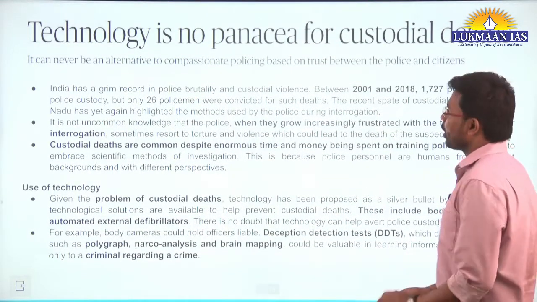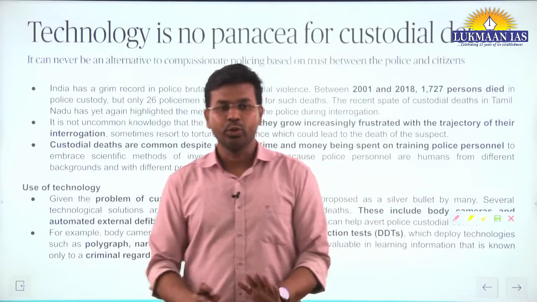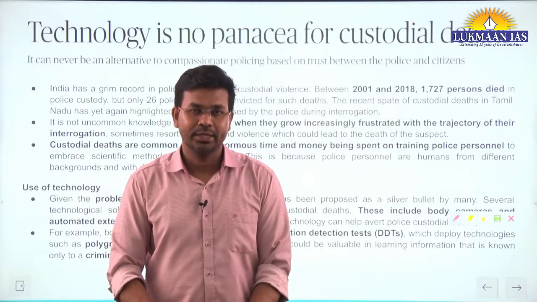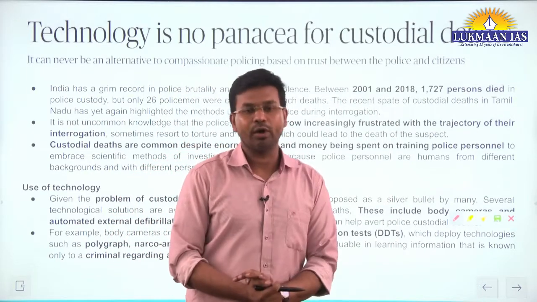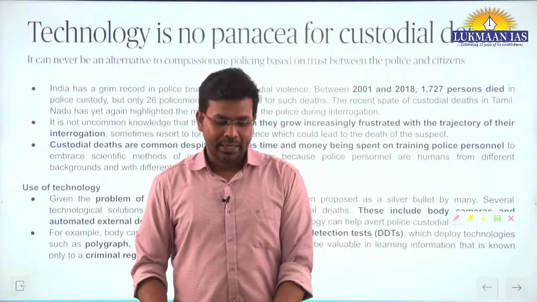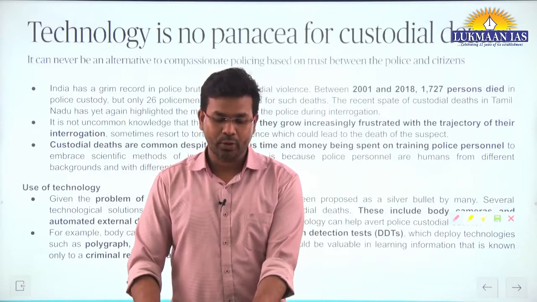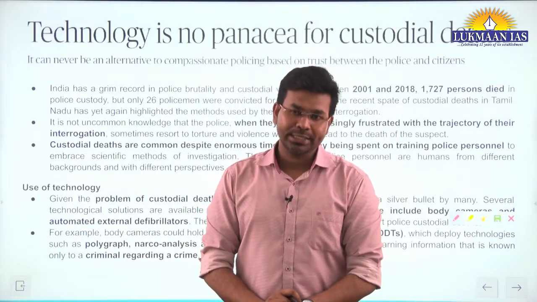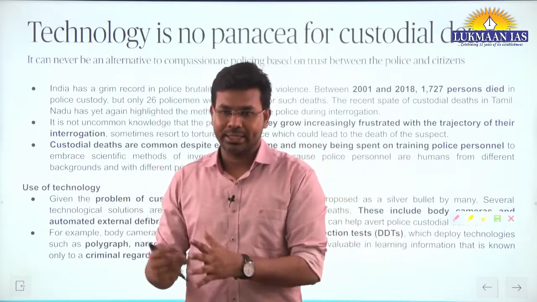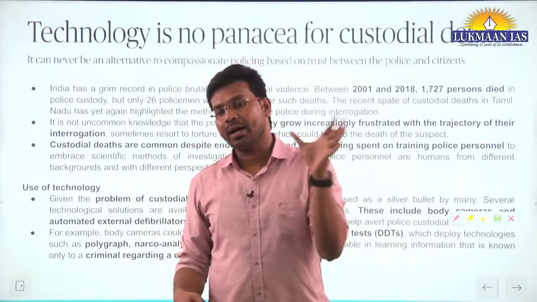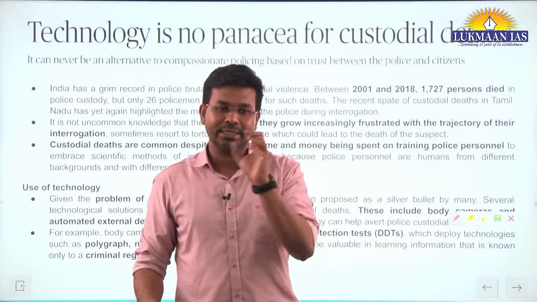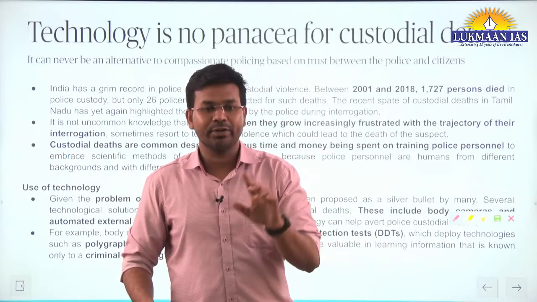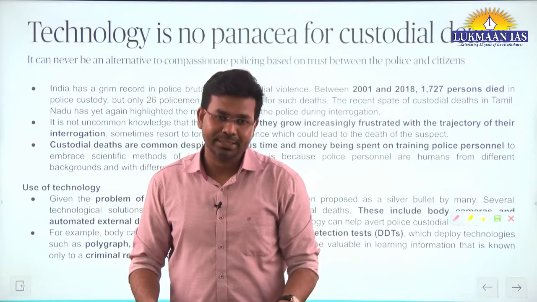The first topic talks about technology being no panacea for custodial deaths. We are going to understand the role of technology in interrogation. Custodial deaths means, let's consider, police have taken someone into custody. That person may be a criminal, where the court has given a verdict, or the person may be a suspect only.